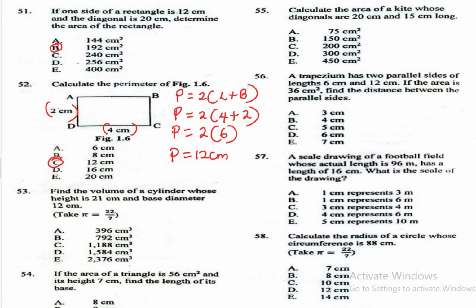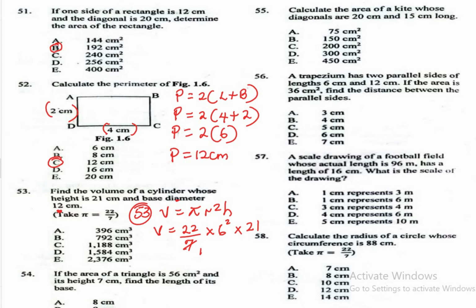Question 53. Find the volume of a cylinder whose height is 21 centimeters and base diameter is 12 centimeters. The formula for calculating volume of a cylinder is pi r square h. So volume is pi, which is 22 over 7, times radius. Diameter is 12. Radius is half of a diameter, so half of 12 is 6. 6 square times the height, which is 21.